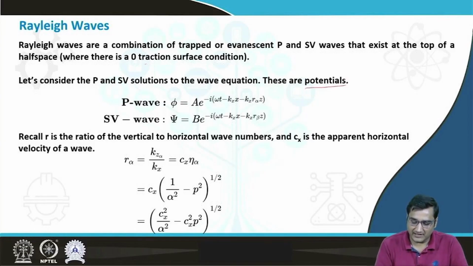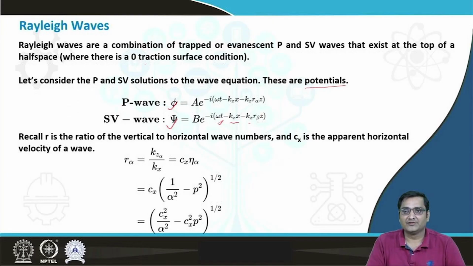For the P wave we are defining this term phi, and for the SV wave, as we have seen in the previous lectures, we are defining this term psi. Phi is equal to a e to the power minus i (omega t minus kx x minus kx r alpha z). For the SV wave, psi is equal to b e to the power minus i (omega t minus kx x minus kx r beta z). So kx is the horizontal wave number, x and z are the positions, and then we have the terms r alpha and r beta.